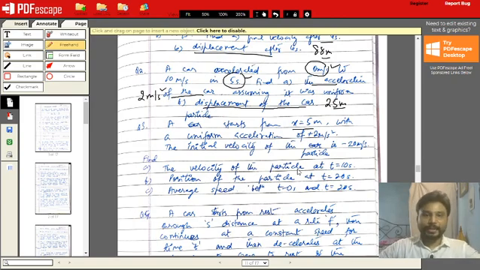So what we do is that we are asked to find the velocity of the particle. So let us write what is given.